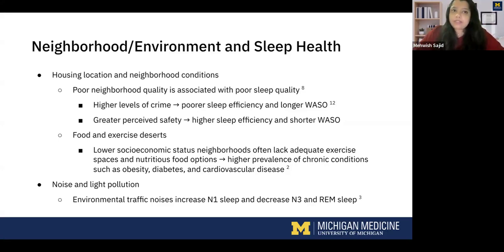And then noise and light pollution is another big factor that can affect patients' sleep. So environmental traffic noises can increase N1 sleep, and they can also decrease N3 and REM sleep. So overall, poor sleep quality if you're in a more environmentally noisy environment.